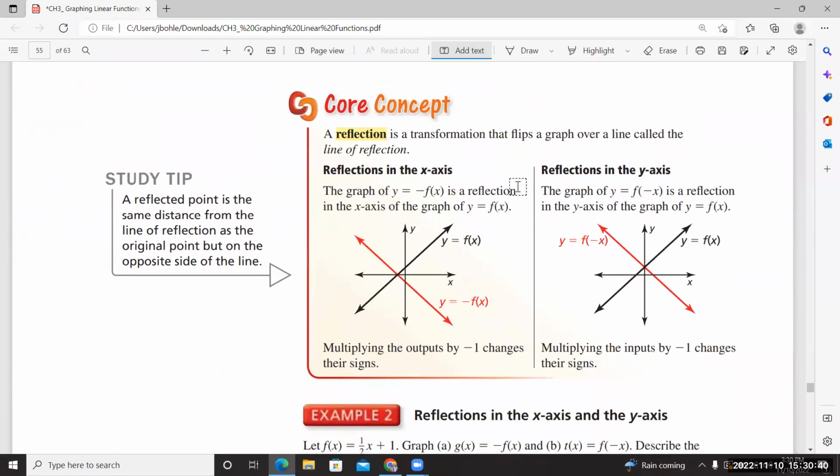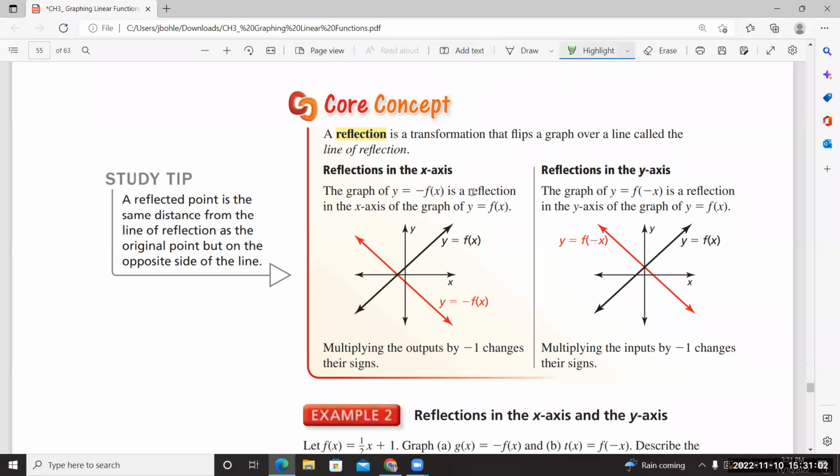So now what we're going to do is talk about reflections. You want to think about reflections like when you look in a mirror. If I am looking in a mirror and I am 5 feet from the mirror, the person in the mirror is also going to appear to be 5 feet from the mirror. So the distance from me to the spot of reflection, and the person in the mirror to the spot of reflection, is the same distance.